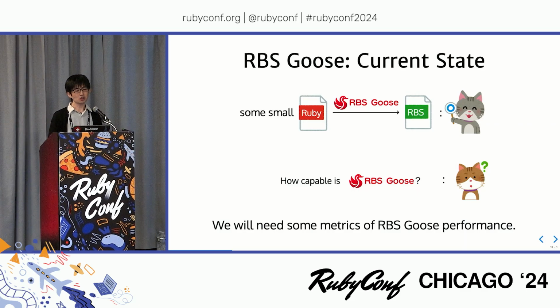Currently, I have confirmed that RBS Goose can generate RBS type definitions for some small Ruby code. However, the overall performance of RBS Goose is unclear, because there are no clear metrics to evaluate the performance of type inference. This will be a problem for future improvements. When I make a change, how do I determine if the performance has improved? So, we need some metrics of type inference performance to see where RBS Goose is now and to make sure that changes are going correctly.